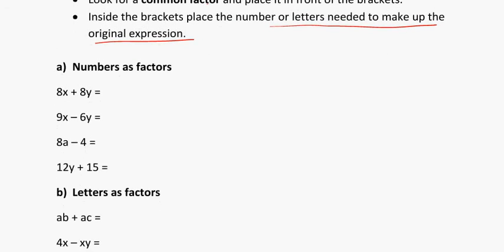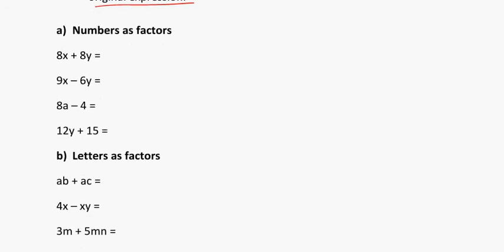Right, first one, 8x plus 8y. Now the first lot just have numbers as factors. What factor is common to both of them? It's an 8. So I put 8 outside the bracket and I put a bracket in. Now what do I multiply 8 by to get 8x? I need an x. What do I multiply 8 by to get 8y? I need a plus y. And it's factorised.